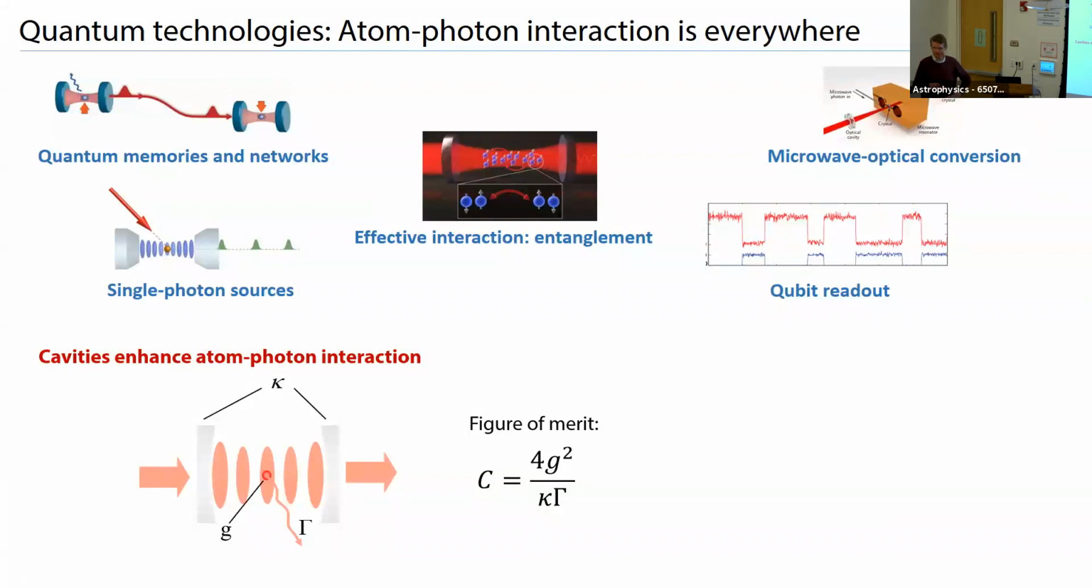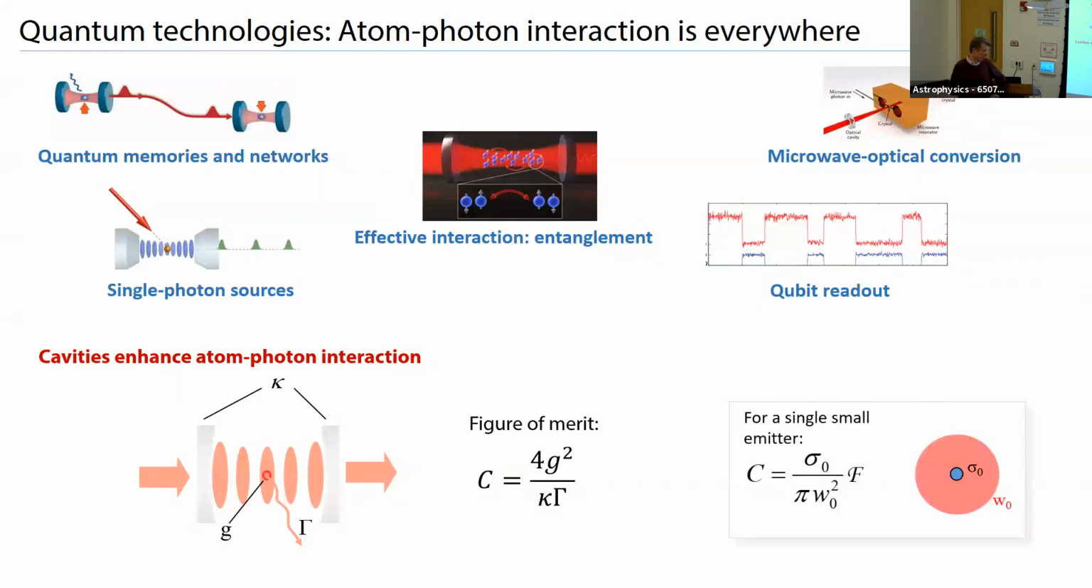And so the universal figure of merit in cavities used in that way is that you compare the coherent interaction, the single photon Rabi frequency, the coherent coupling, to the geometric mean of the incoherent couplings that you also have, which come from the cavity, kappa, the decay rate of the cavity, and gamma, the decay rate of the atom. The strong coupling regime can be defined as the regime where this cooperativity C is larger than one, and that's usually where you want to be, because you want to be coherent.